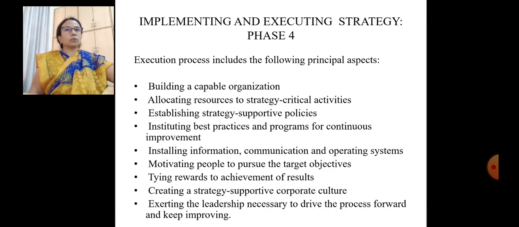Well, the execution process includes the following principal aspects, as you can see on the slide: building a capable organization, allocating resources to strategy-critical activities, establishing strategy-supportive policies, instituting best practices and programs for continuous improvement, installing information, communication, and operating systems, motivating people to pursue the target objectives, tying rewards to achievement of results, creating a strategy-supportive corporate culture, exerting the leadership necessary to drive the process forward and keep improving. Well, this is the fourth phase, implementing and executing strategy.